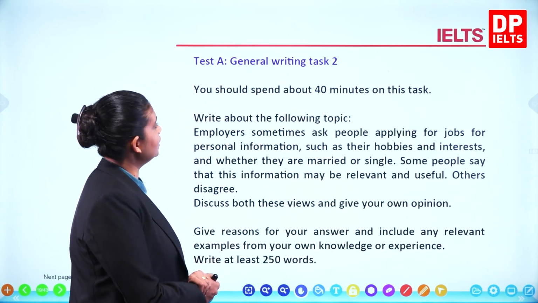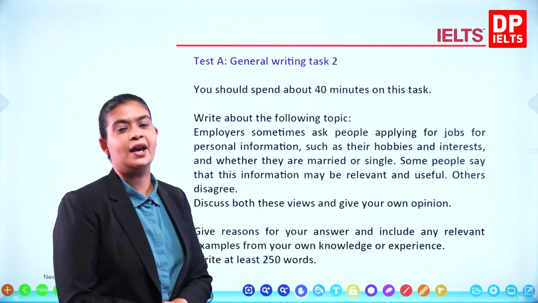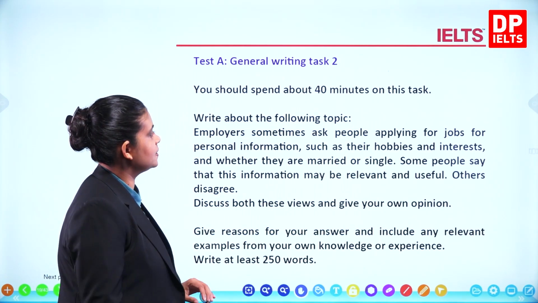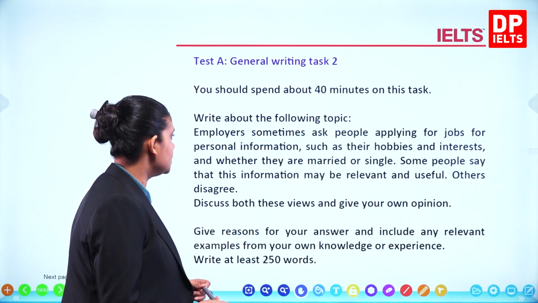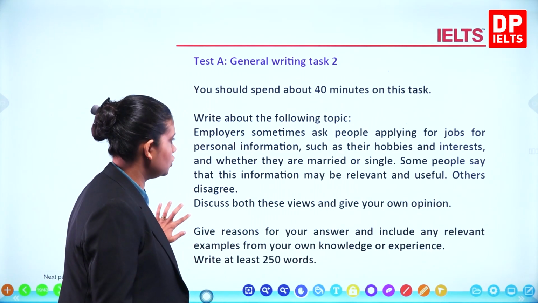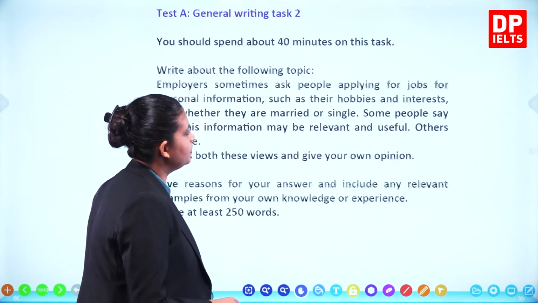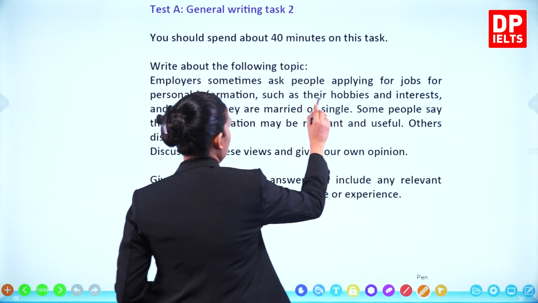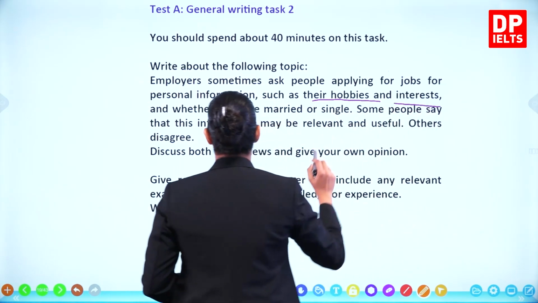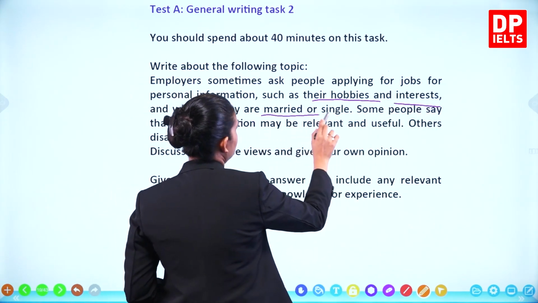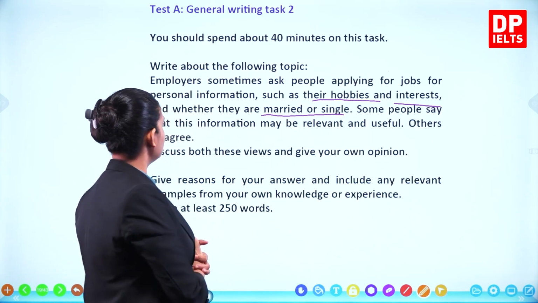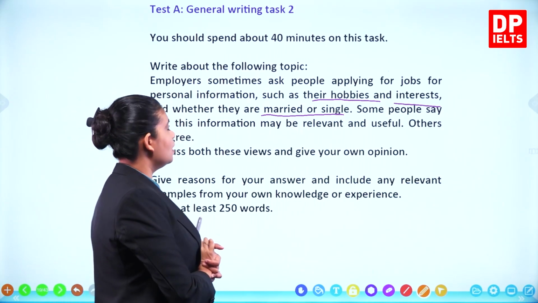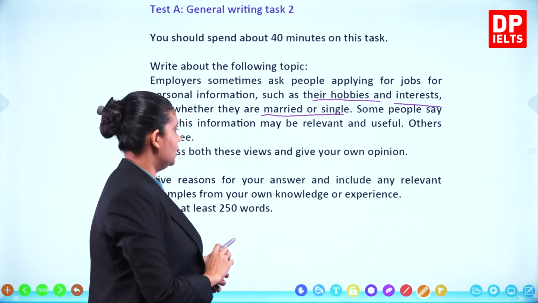Right, so moving on into task 2, you have an essay. Employers sometimes ask people applying for jobs for personal information such as their hobbies and interests, and whether they are married or single. Some people say that this information may be relevant and useful, others disagree.